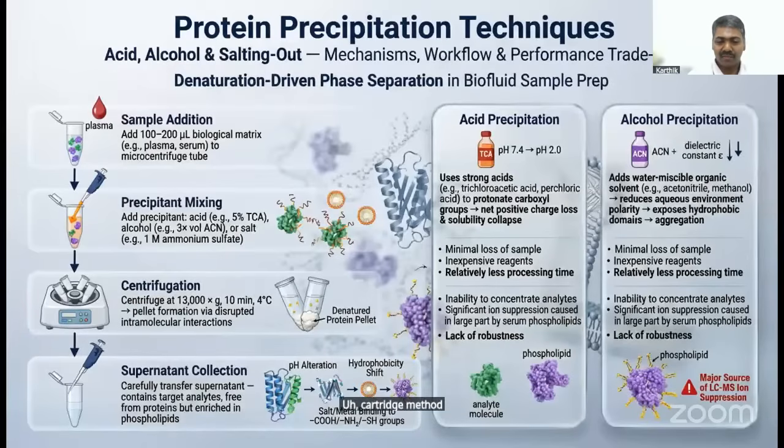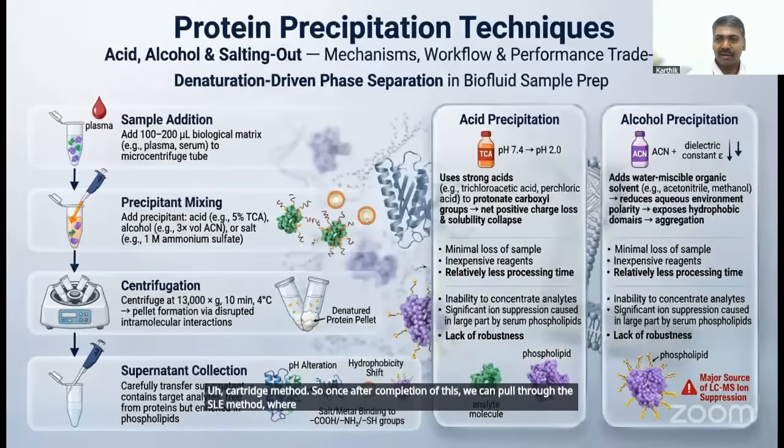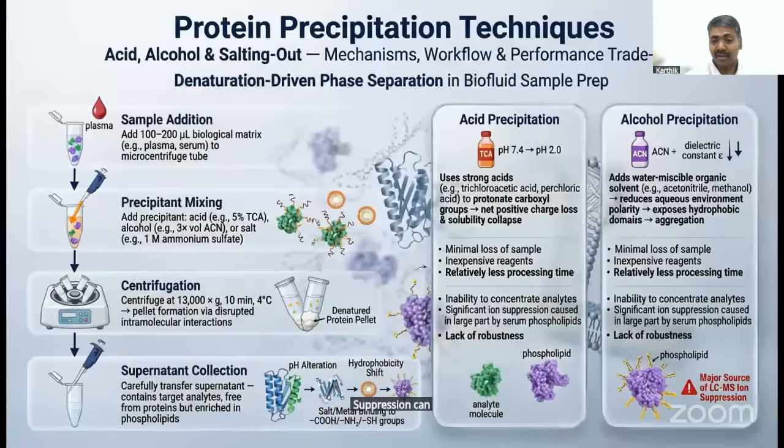Once this is completed, we can pour it through the SLE cartridge, where only activation is required, and the other steps of the SPE methods are not required. These phospholipids will be bound, so only the analyte molecule will come through, and ion suppression can be eliminated.